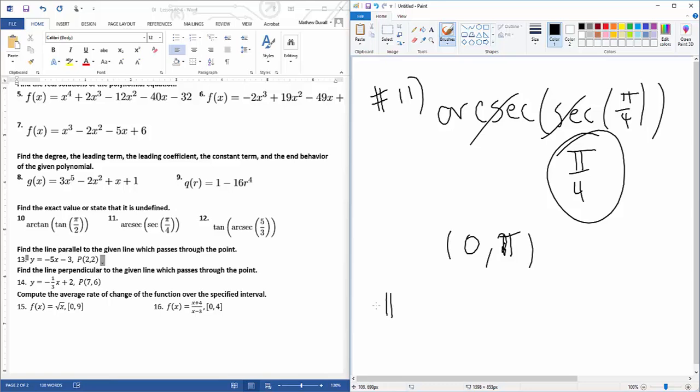For number 12, it says arc secant. Well, that's the triangle, hypotenuse over adjacent, and so you have to find the tangent of this. So you may have to use the Pythagorean theorem, etc., to be able to find that.